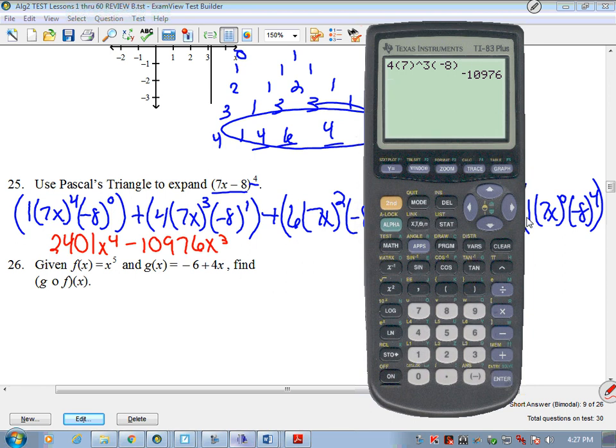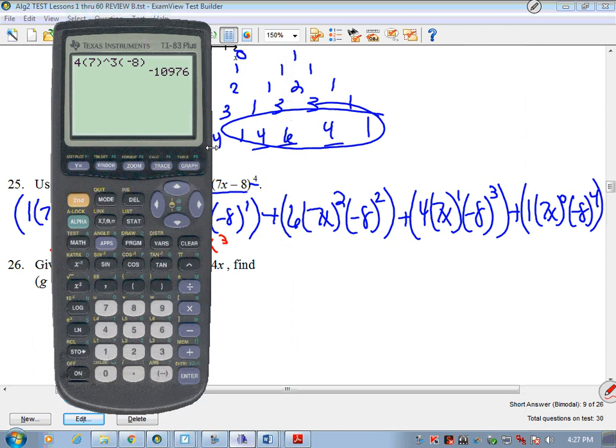All right, we're going to move our graphing calculator over to this side. Then we want to do 6 times 7 squared times negative 8 squared. Okay, so we get positive 18816x squared.